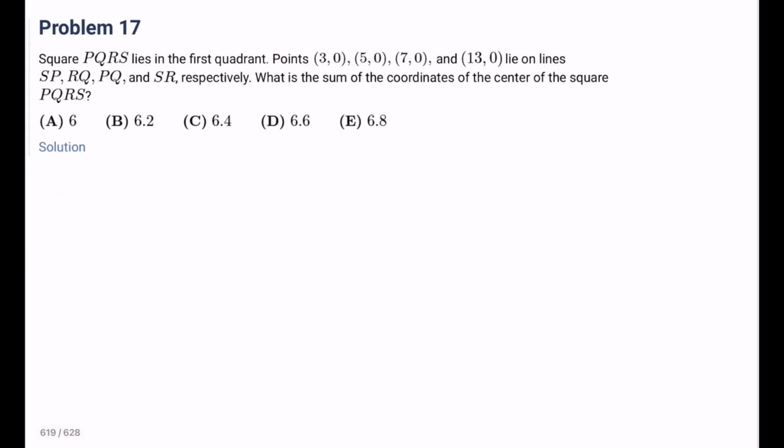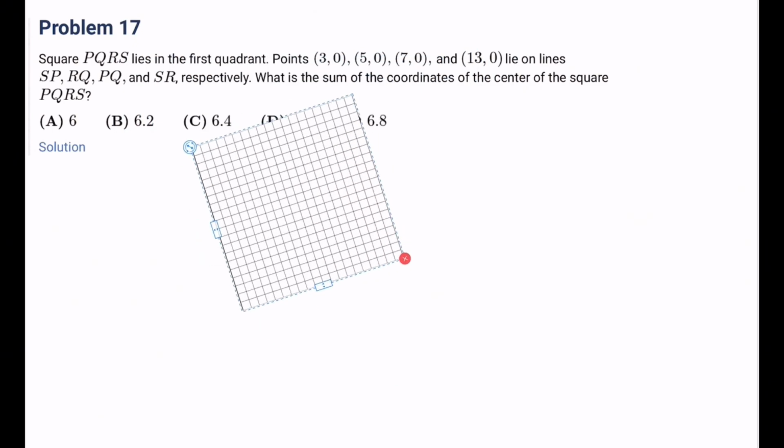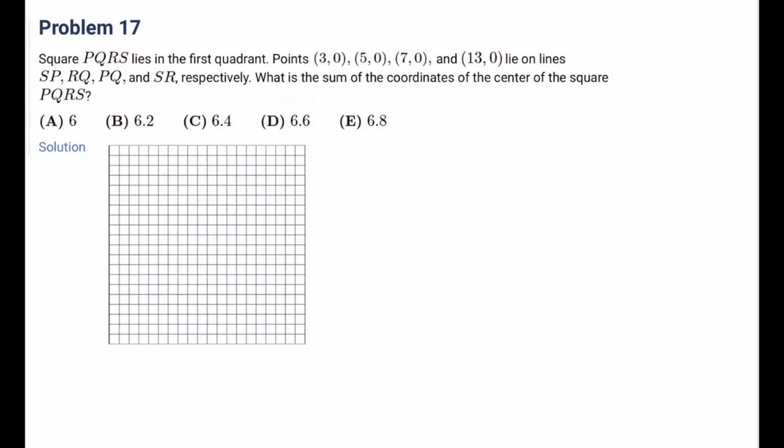It's B. Number 17. Square PQRS lies in the first quadrant. Points (3, 0), (5, 0), (7, 0), and (13, 0) lie on lines SP, RQ, PQ, and SR respectively. What is the sum of the coordinates of the center of the square PQRS? Okay, so if we get a grid here, we can draw our coordinate lines, that will be the y-axis, and let's say this is the x-axis, and (3, 0), (5, 0), (7, 0), and (13, 0) are going to be here, here, here, and this is 7, 8, 9, 10, 11, 12, 13, so that's going to be 13.